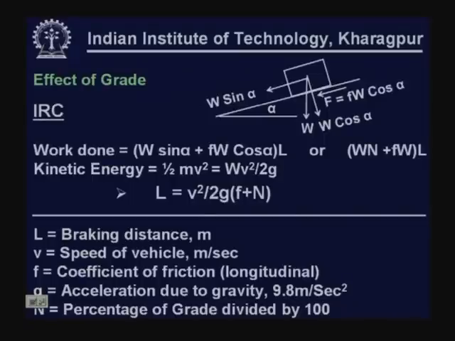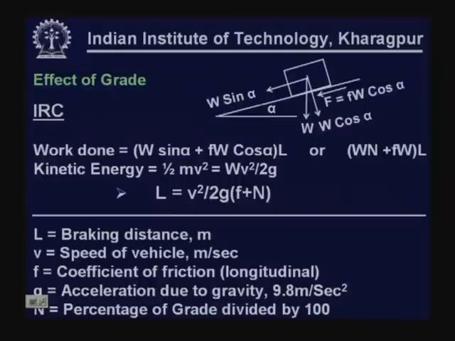What is the effect of grade on stopping sight distance? No doubt the stopping sight distance on grades will be different from what we got on level road. We can also estimate or calculate the effect of grade on stopping sight distance. Look at this sketch where W is the weight of the vehicle and alpha is the slope. Here if we consider an upward slope, then this weight we can split into two components, two parts, W cos alpha in the perpendicular direction and W sin alpha in the parallel direction.